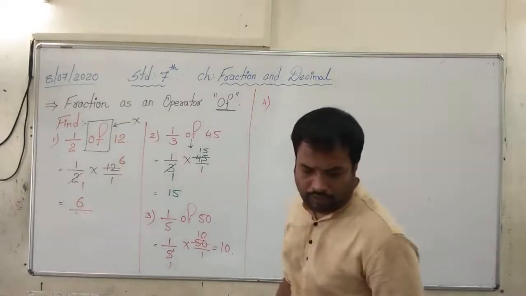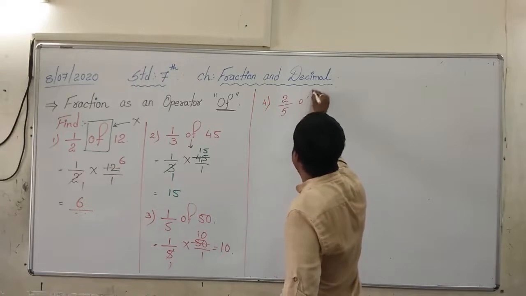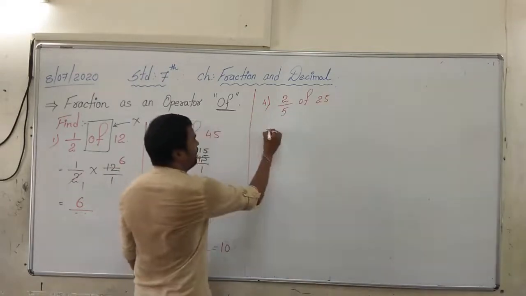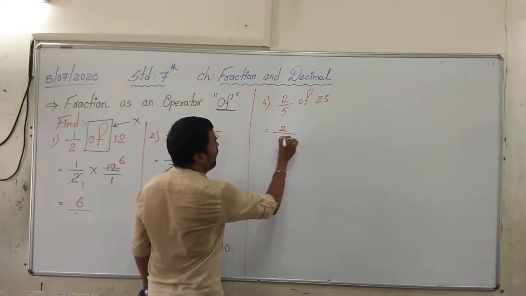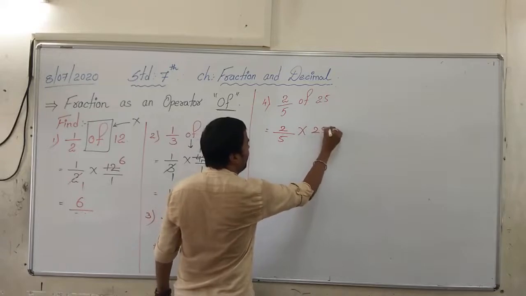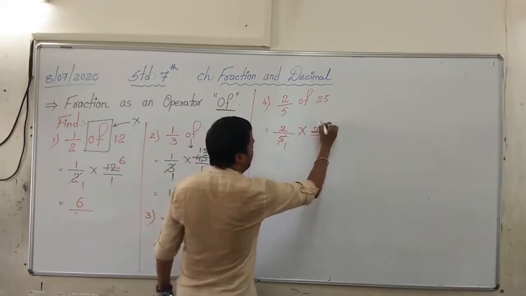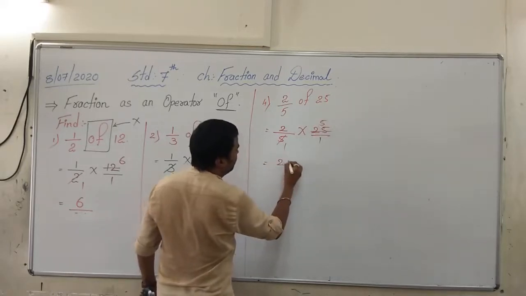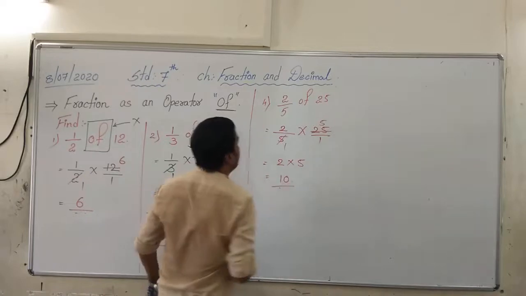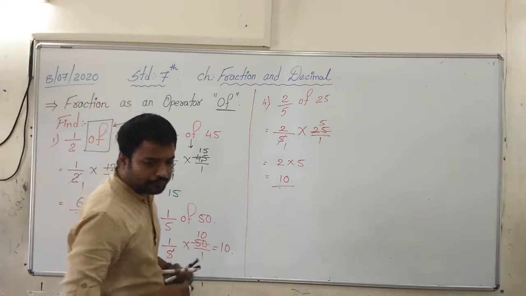Fourth sum is that is nothing but 2/5 of 25. 2/5 of 25. So it can be written as 2 upon 5. This of indicates multiplication, and 25 upon 1. 5 ones are 5, 5 5s are 25. That is nothing but 2 multiplied by 5. And what is 2 5s are? 10. Right? So 2/5 of 25 indicates 10.